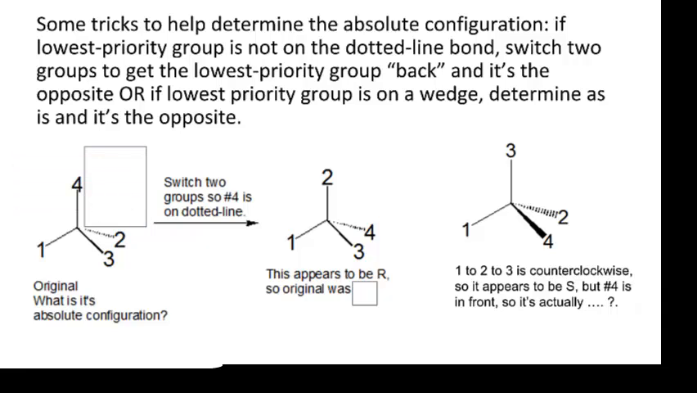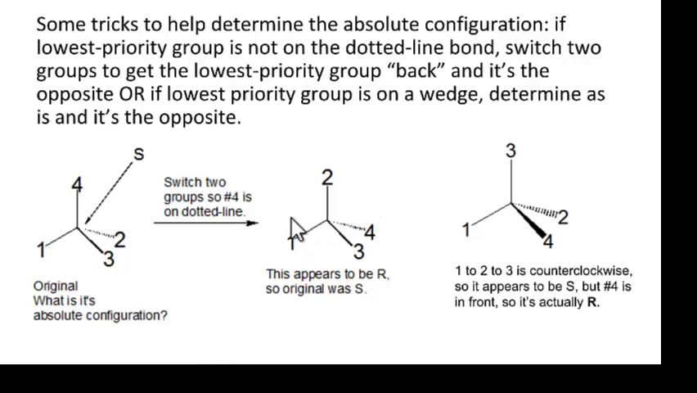Just redraw the structure in which you've switched the 2 and the 4, or in this case whatever is on that dotted line, and wherever the 4 is, just switch them. Problem is, when you switch 2 groups on a chiral carbon, you change it from S to R, or from R to S. In other words, you switch its configuration if you switch 2 groups. So in this case, what I've done is I've switched the 2 and the 4, so now it's this way. Now it's easy because the number 4 is already pointing back. I just go 1 to 2 to 3. That's a clockwise rotation, so it appears to be R. What that means then was that the original was S. Okay? So notice that because this appears to be R, 1 to 2 to 3 is clockwise, but we switched 2 groups to get here, it's actually an S.